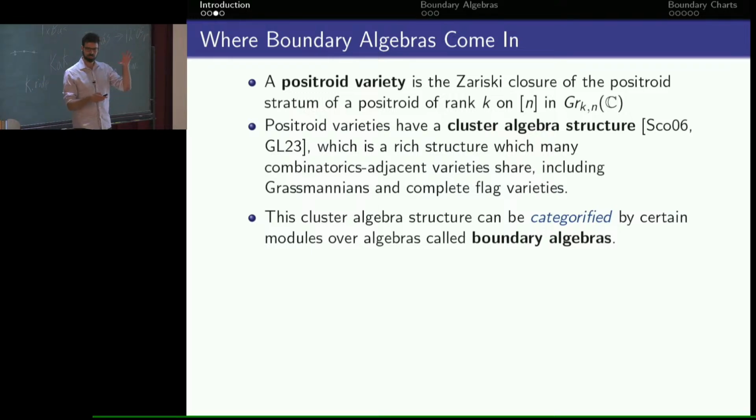So we start from positroids. Each positroid gives us a variety called the positroid variety. Positroid variety has a nice structure called a cluster structure. And if I want to get insight into this cluster structure, I'm going to look at modules over the boundary algebra. And that's the algebra I want to tell you a little bit about today.